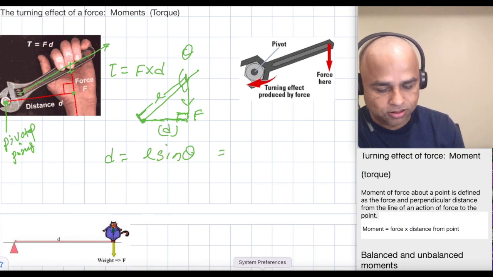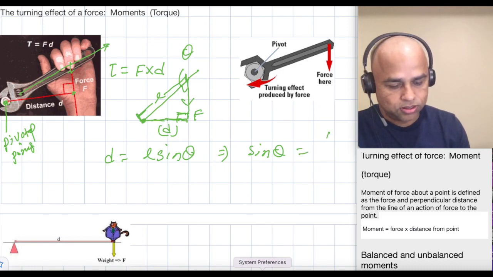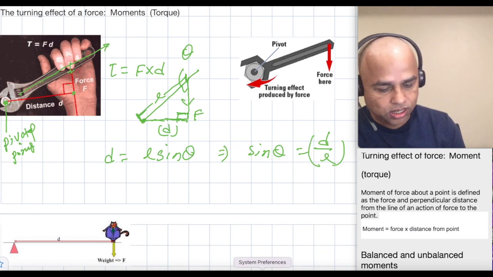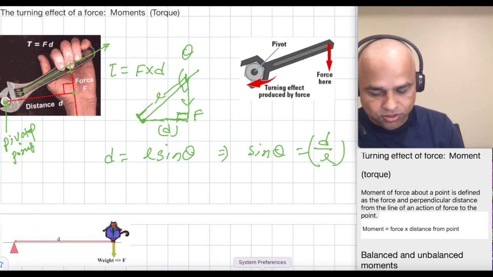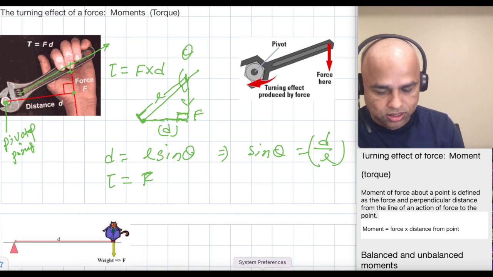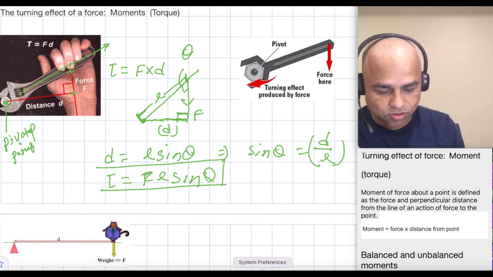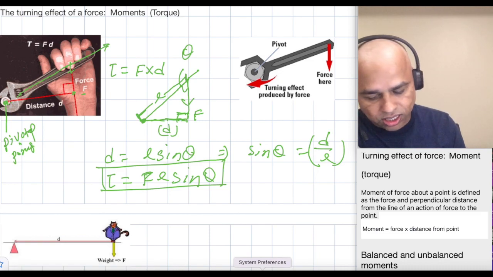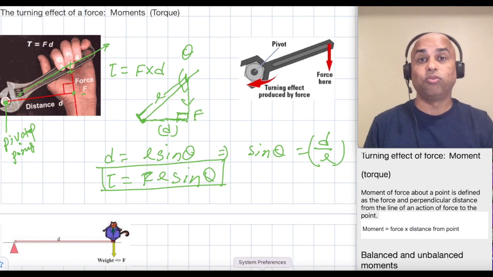Because sine theta equals perpendicular distance over hypotenuse in this triangle. So D equals L sine theta, and from the definition of torque we know that torque is F times D, where F is the force and D is L sine theta. So if we measure how far we are applying the force, and how much force we apply, we can calculate the turning effect of force.